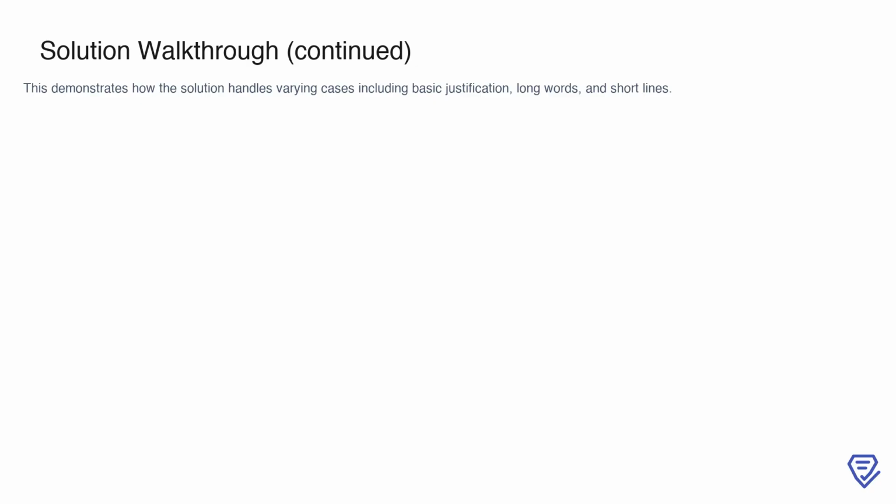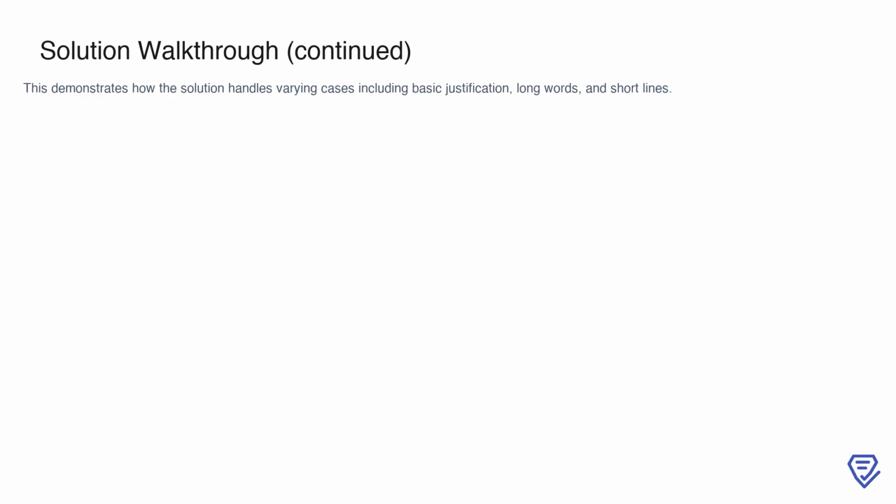These examples illustrate how the text justification solution handles a variety of scenarios. From the basic case of distributing spaces evenly, to handling a single long word that exceeds the width, and finally processing shorter lines that require left justification, the approach adapts to different inputs effectively. By carefully managing lines, calculating spaces, and applying justification rules, the solution ensures that the output is correctly formatted for each case.